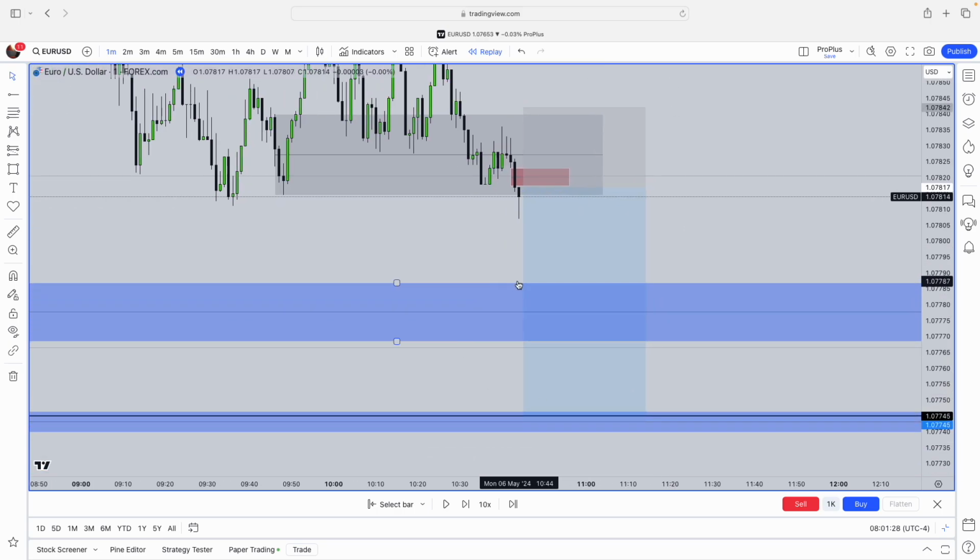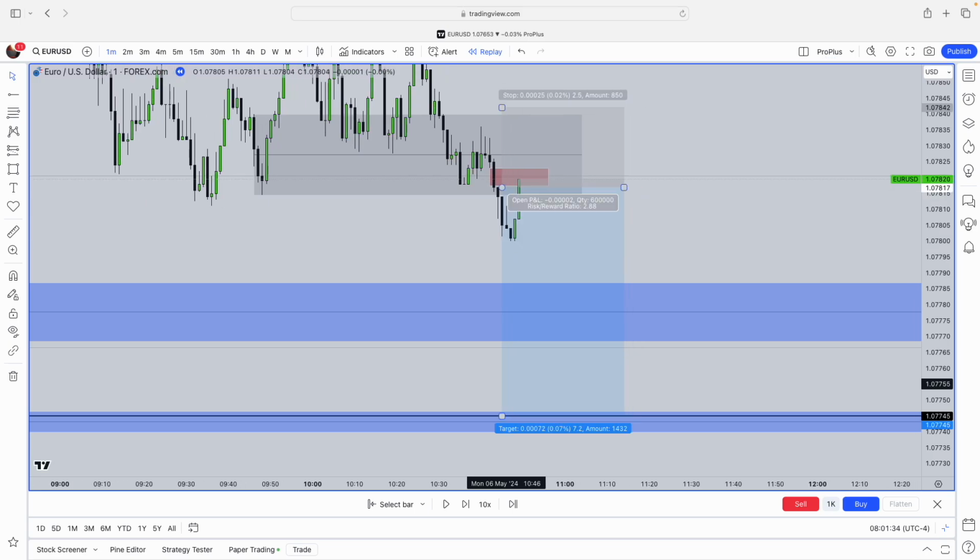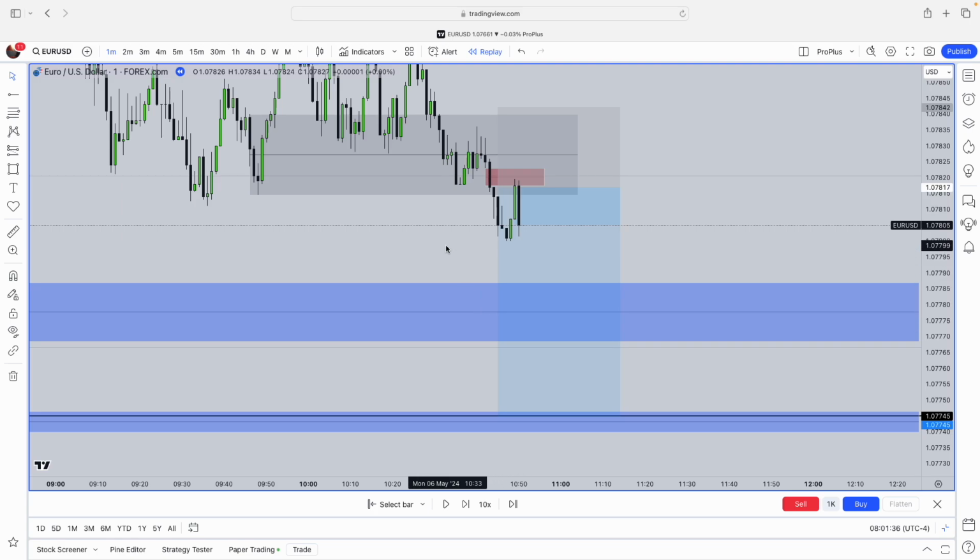So yeah, first target potentially wants to be here or the midpoint. Just see how price is. Let's see if we get tagged in first. Okay, so we've been tagged in.